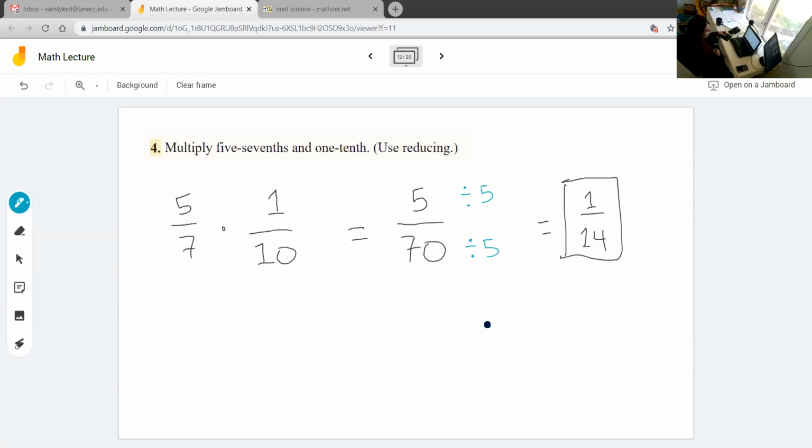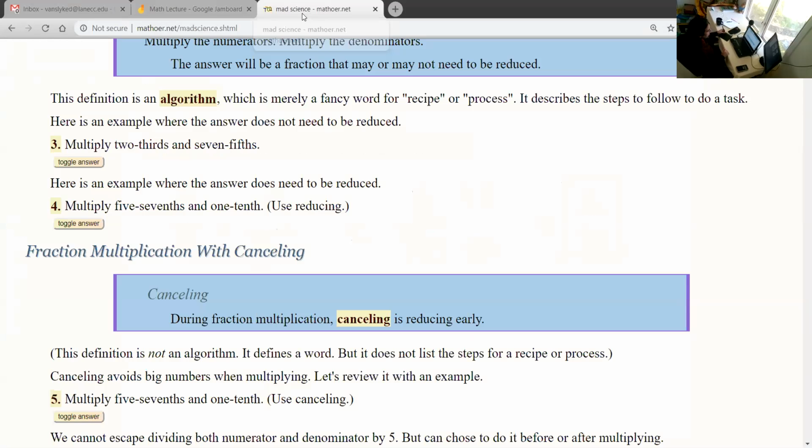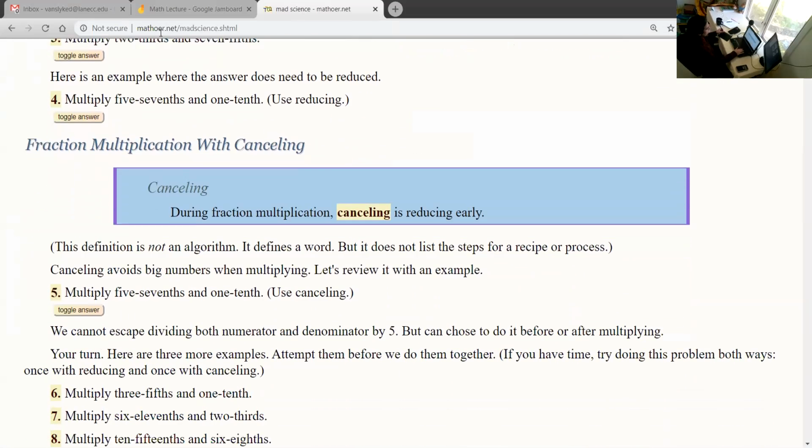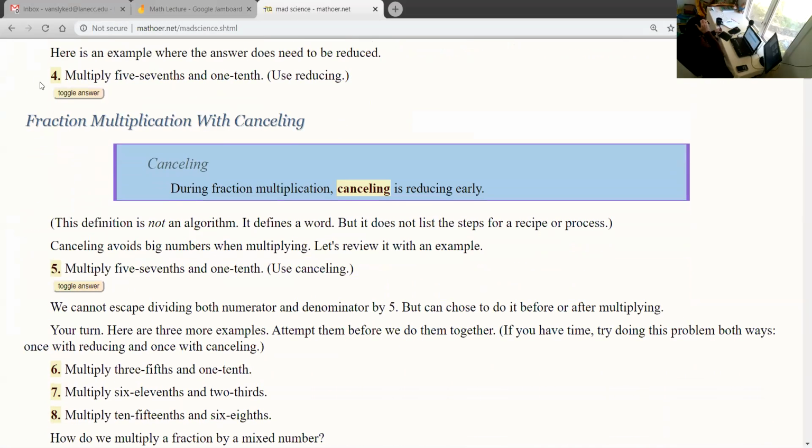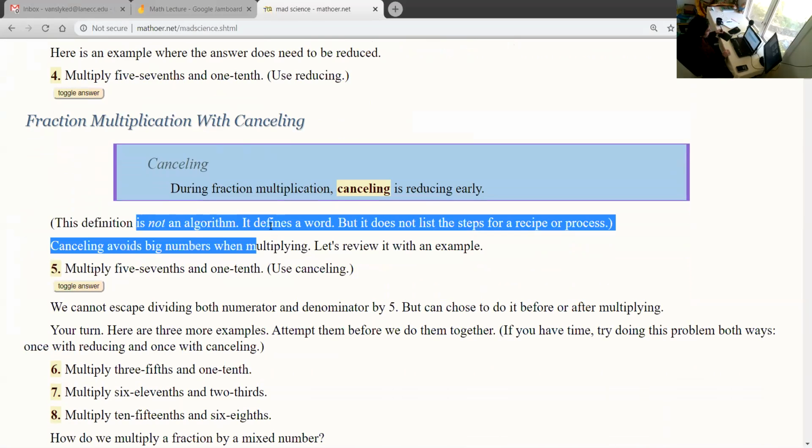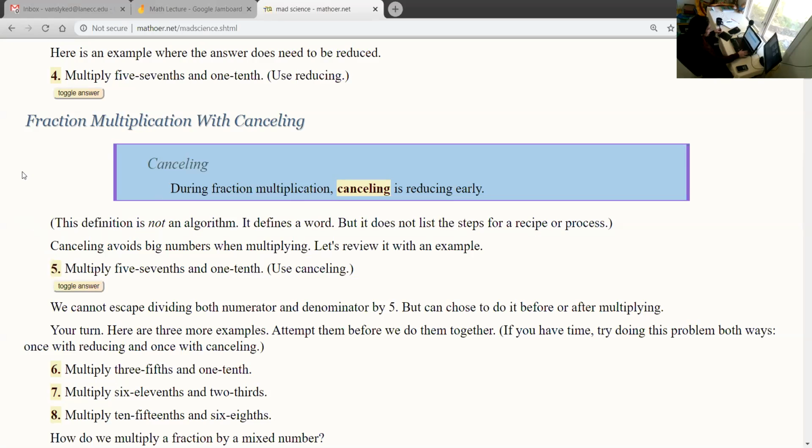So this was too much work. I have this big number of 70 on the page. Who wants that? So there's a better way to do things. Most of you probably know this already and are saying, but wait, right? So when we are multiplying fractions, canceling is doing the reducing early. So notice, by the way, this is not an algorithm. It's not defining a process. It's just saying that this means something or is called something.